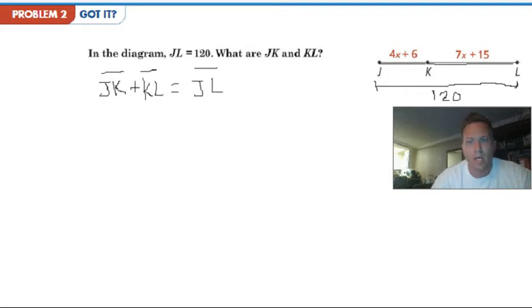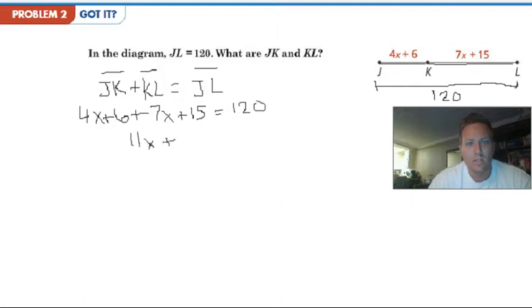Now we're just going to fill in what each equals. JK equals 4x plus 6. Then we add that to KL, which is 7x plus 15. And what does JL equal? It told us in the original that it equals 120. So now we just have to solve for x. We get 11x plus 21 equals 120. And now it's just a two-step equation.